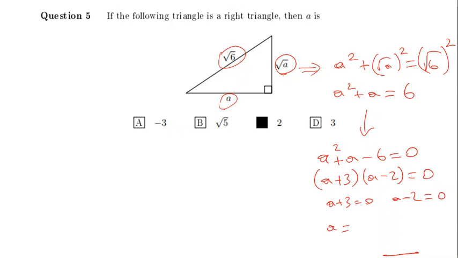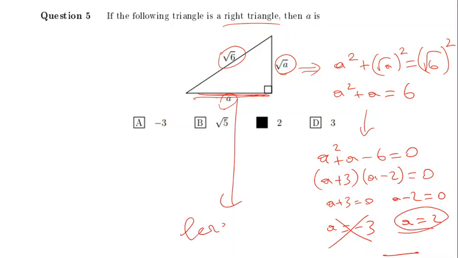We have 2 solutions, but here a length should be always positive in a right triangle, so we don't take this one negative, so it has to be this because the length is always positive.